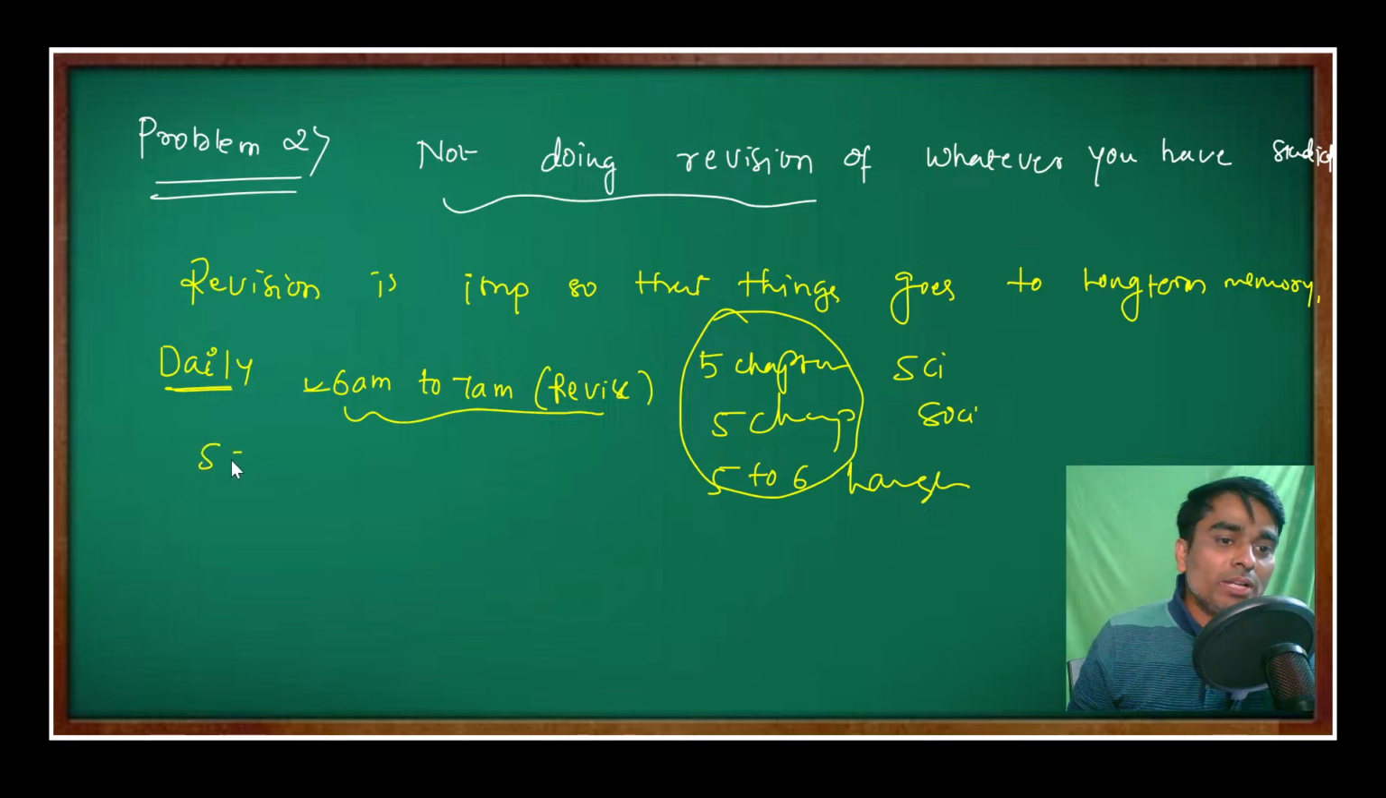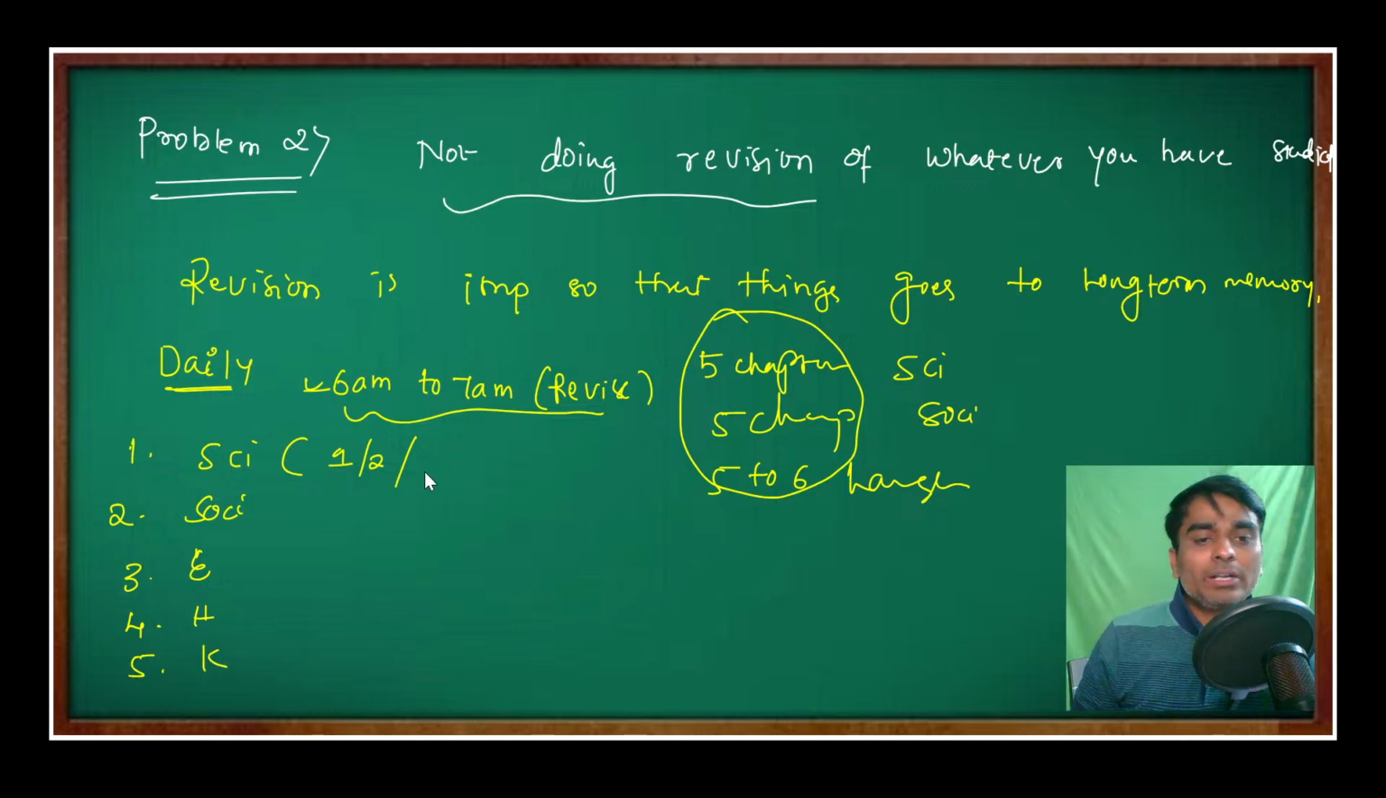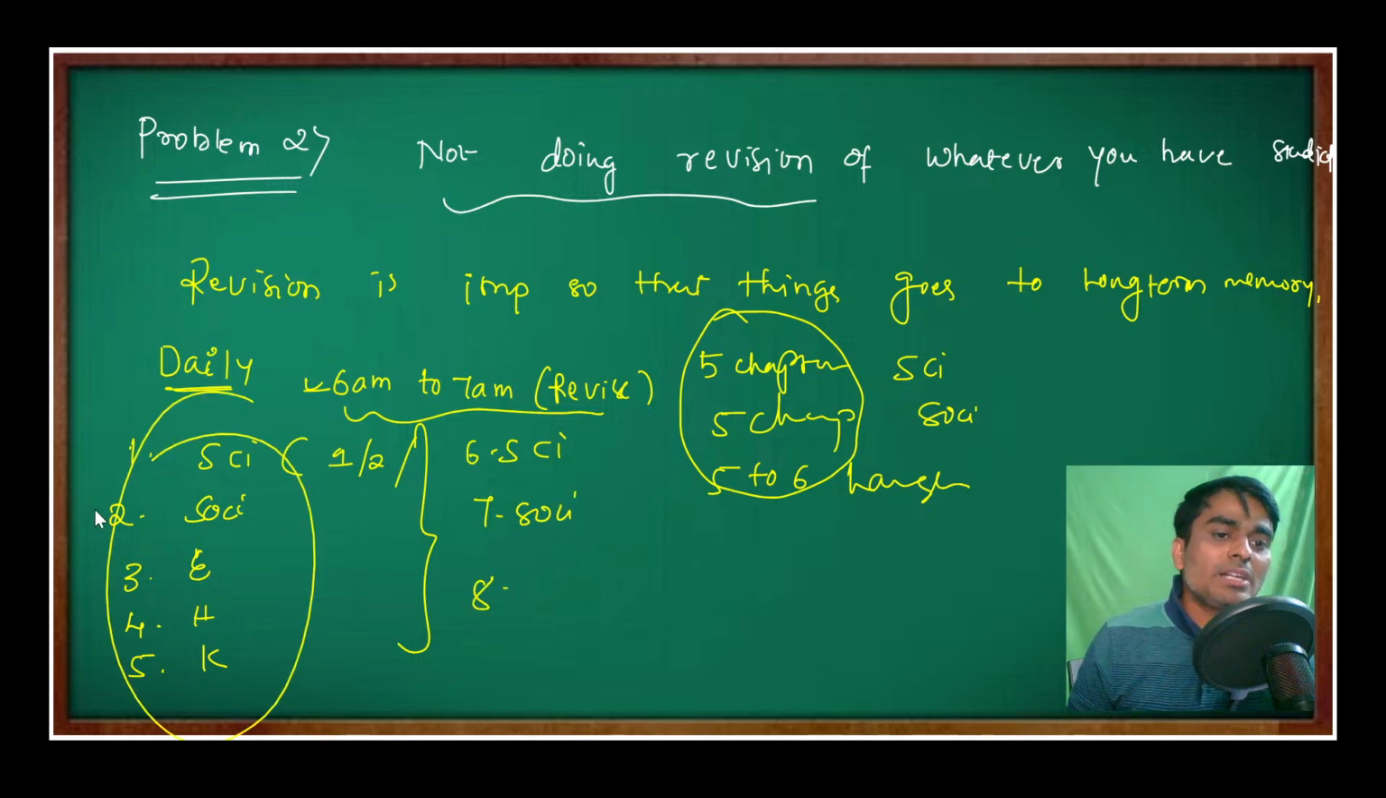One day you take science, complete the revision, one lesson or 2 lessons, however much is possible. If all 5 are possible, finish this. Then one day you take social. Monday science, Tuesday social, Wednesday English, Thursday Hindi, Friday Kannada, like this you repeat. Again 5 days over, then 6th day again science, 7th day again social, 8th day again, just repeat after 5 days the same thing.